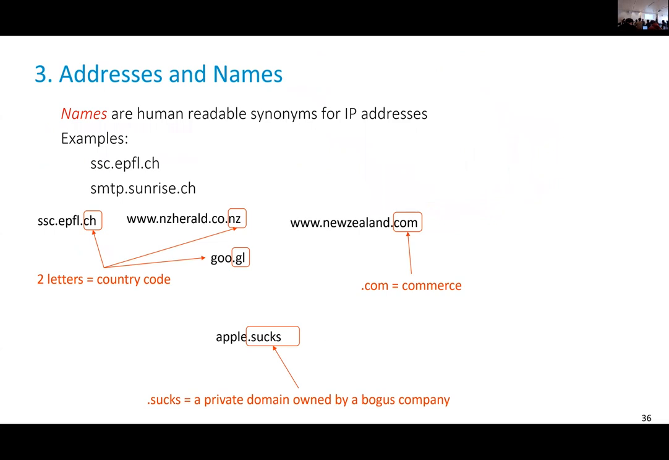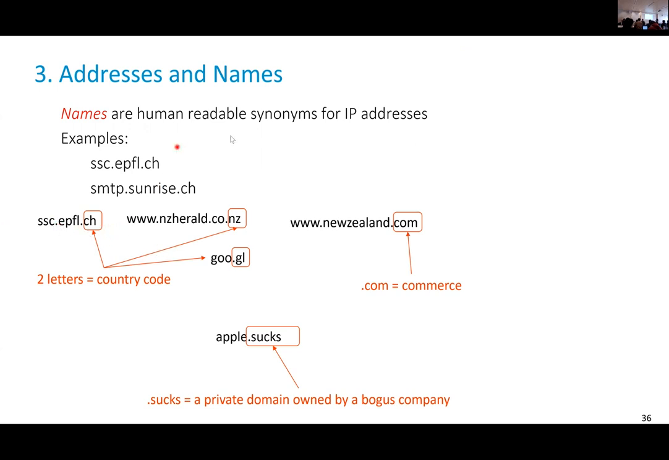Now let's move on to another related topic, names. When we connect to systems, very often we use names instead of addresses. So names were originally defined as human-readable synonyms for IP addresses and other things, not just IP addresses, but in our context, this is what they're used for. For example, if I use ssc.epfl.ch, if I go to a web server, I typically don't give the IP address of the web server, but a name.